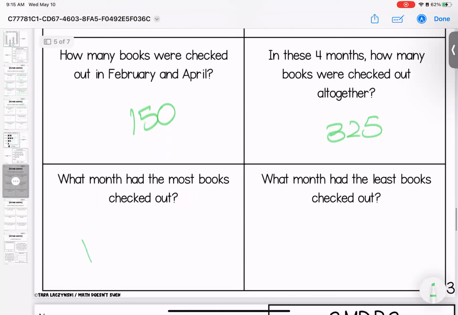So the most was February and the least was April. If you have questions, go ahead and bring them with you to class.